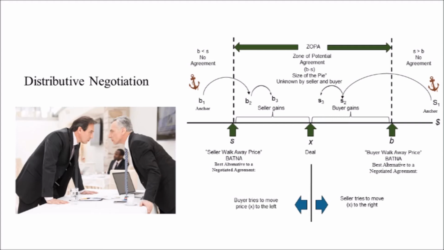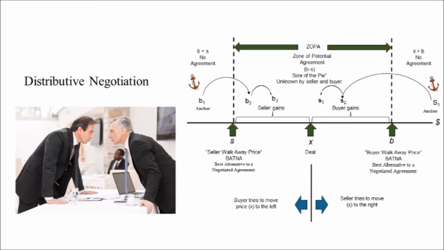During the dance, the buyer tries to move price X to the left, meaning less, and the seller tries to move price X to the right, meaning more. Blue arrows show you this pushing. Now let's go to BATNA. BATNA stands for Best Alternative to a Negotiated Agreement.